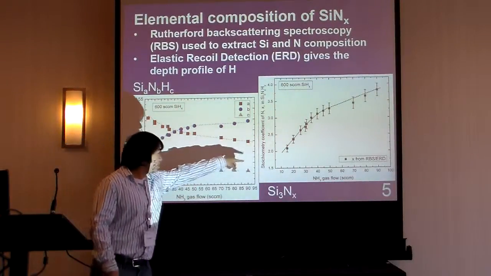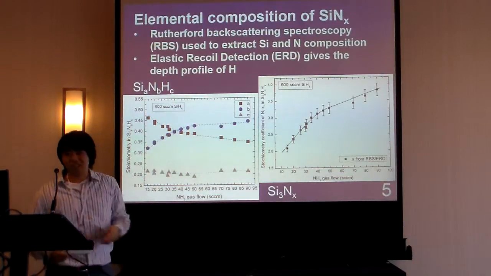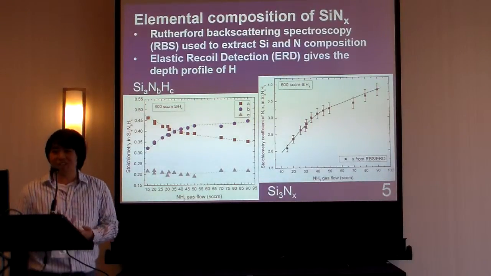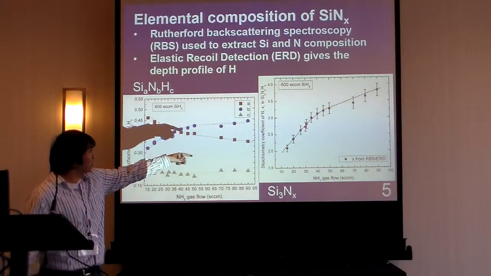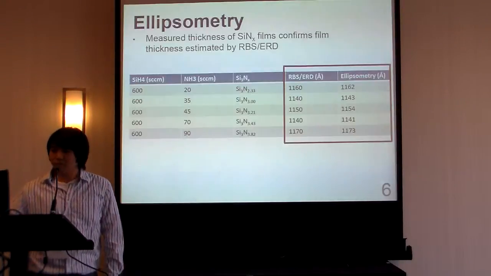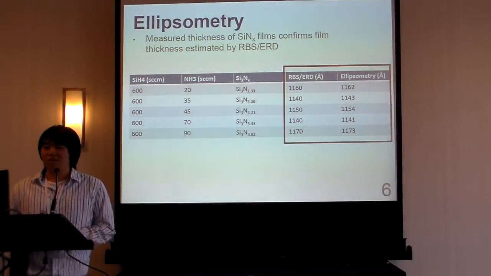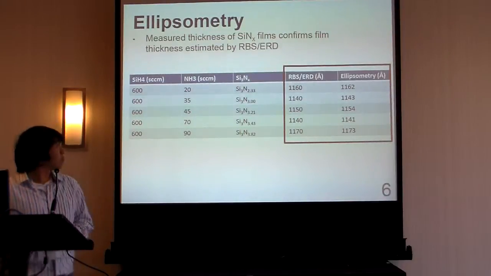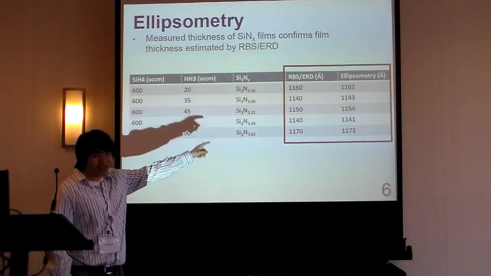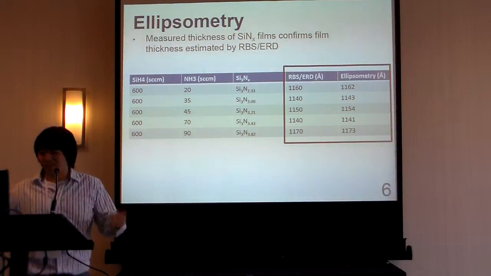So next, I took the ratio of the nitrogen and the silicon composition and multiplied by 3. And this calculates the stoichiometric coefficient for nitrogen. And this value plateaus towards 4 as we increase the ammonia gas flow rate. So next, I measured ellipsometry, and ellipsometry is an optical tool used to determine film thickness. I measured the film thicknesses of these silicon nitride samples and compared it with the thicknesses estimated by RBS and ERD. And you can see that they show a very strong agreement.